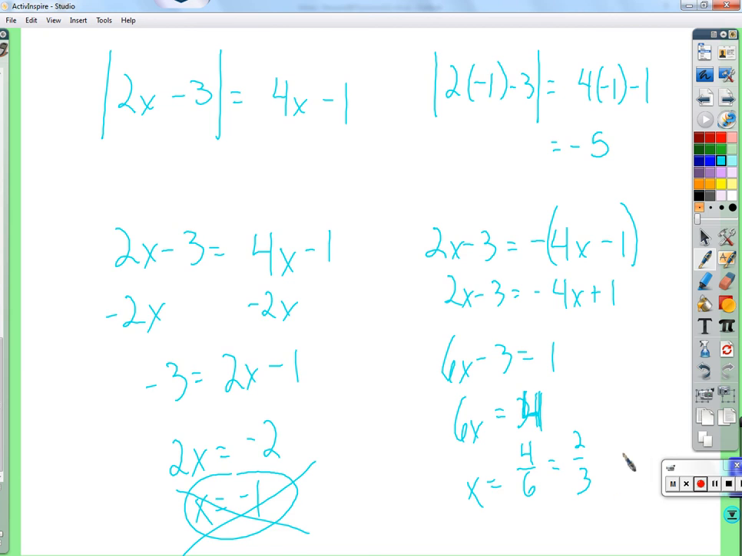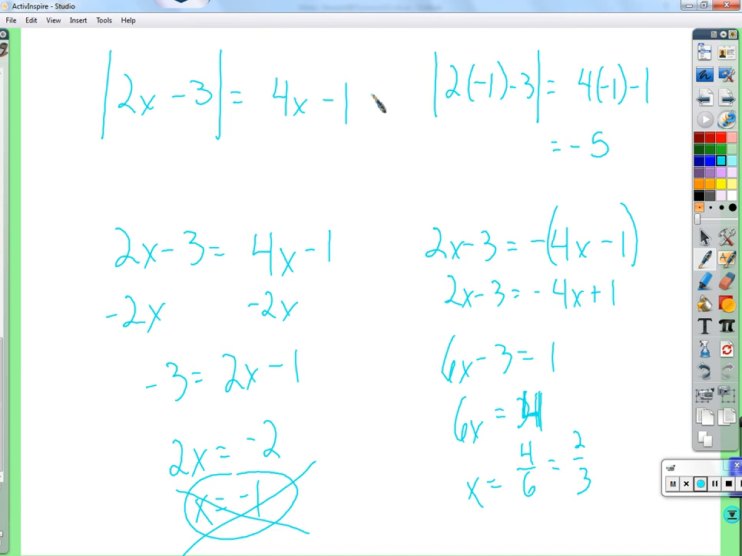Will that happen with this guy right here, two thirds? No, because it's positive. It'll be 4 times 2/3, as long as that's bigger than 1. Yeah. And I can't subtract 1 and get negative. Then it should work. Is 4 times 2/3 bigger than 1? Yeah. It's bigger than 1.